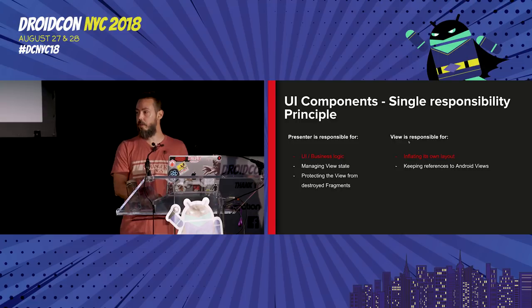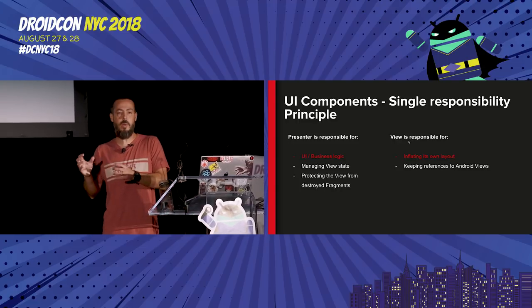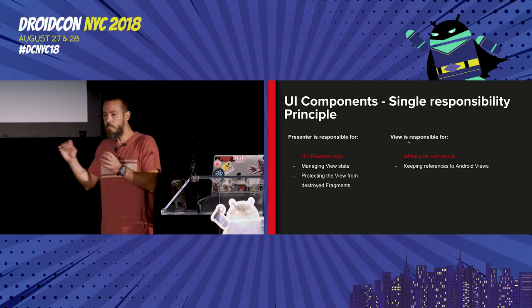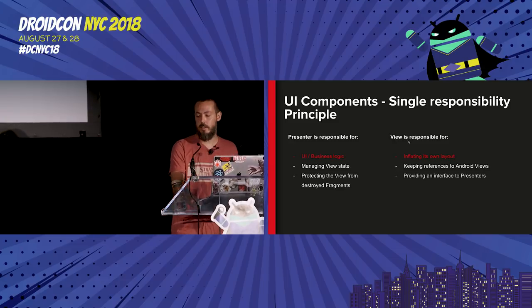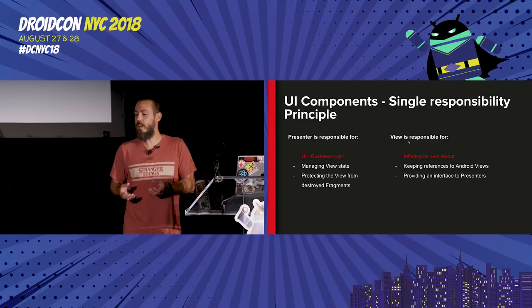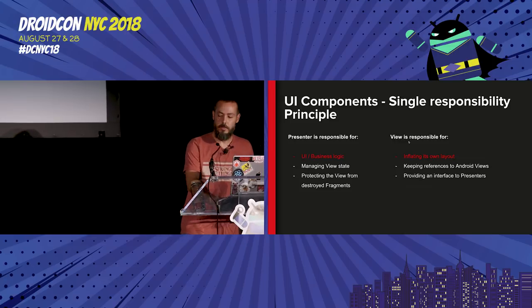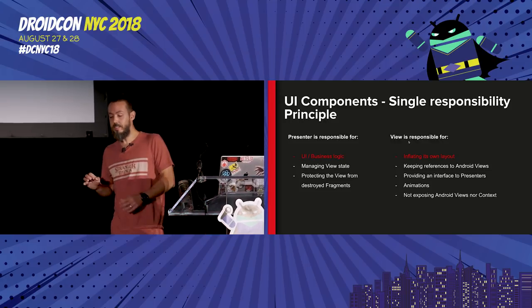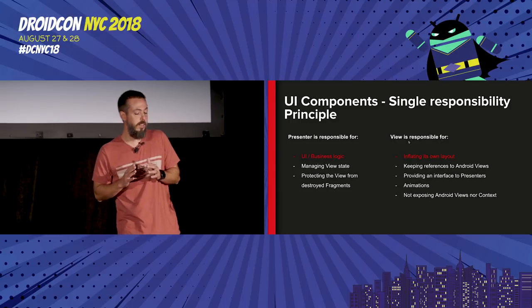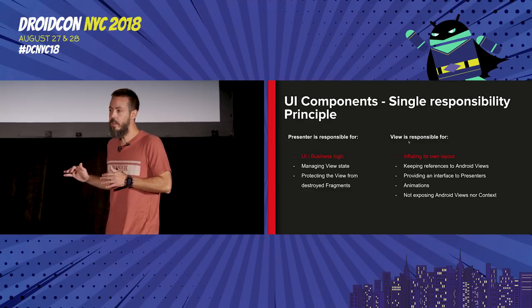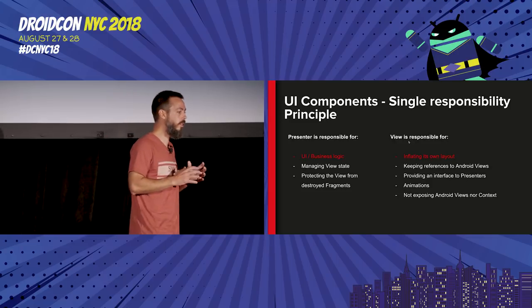Also, the view will be responsible for finding the views by IDs and keeping the Android views, because a component could be a single Android view, or it could be multiple Android views. So the view is the one that finds all these things, and it provides an interface to the presenter. The interface is just a basic operation interface to change the view state: show, hide, enable, disable, etc. The view is also responsible for animations. And the last one is to help with the protection that the presenter is providing. The view should not expose Android views or any context to anybody. In this sense, it will be protected and we don't have these kinds of exceptions anymore.